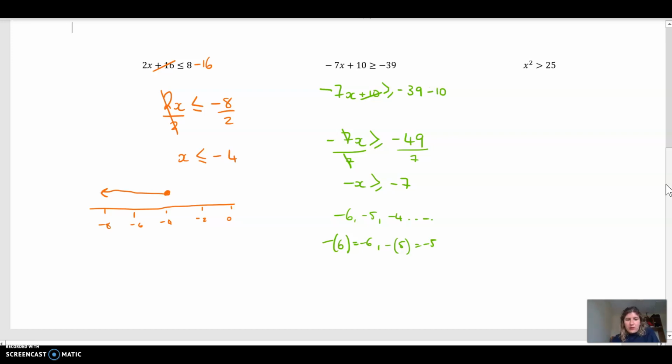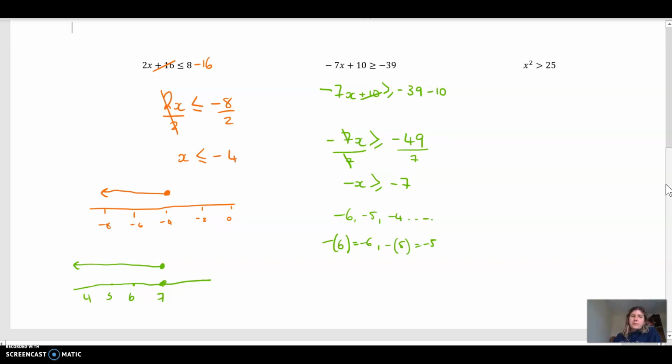So I'm just going to draw it over here because I'm running out of room. But I should be able to see here, anything from 7, 6, 5, 4, anything that is less than or equal to +7 is going to give me values that are greater than or equal to -7. So hopefully that kind of makes sense.